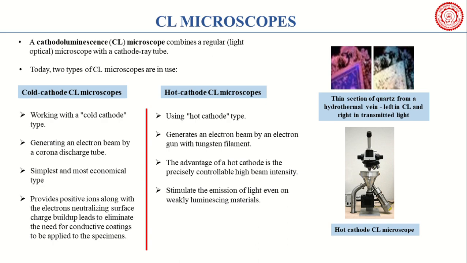The advantage of the hot cathode CL is the precisely controllable high beam intensity, which stimulates the emission of light even in weakly luminescing materials. The cold cathode CL microscope is the simplest and most economical type. It also provides positive ions along with the electrons, which neutralize the surface charge buildup, eliminating the need for conductive coatings to be applied to the specimen.